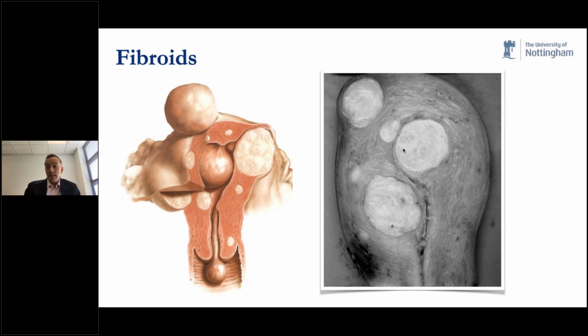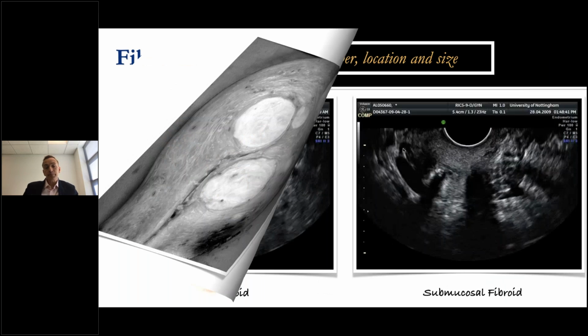And if so, how? It's a real shame that in 2021, we still have so little information when we've been scanning for 40 years. And we've had 3D for 25 of those years. So let's just have a little look at fibroids and see where we're up to.